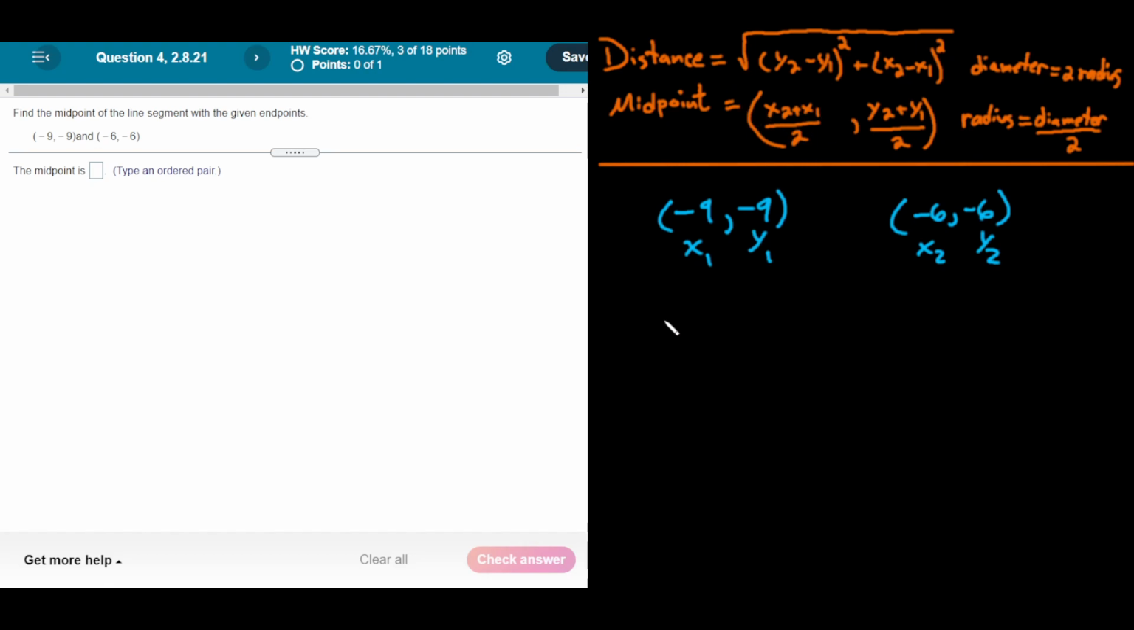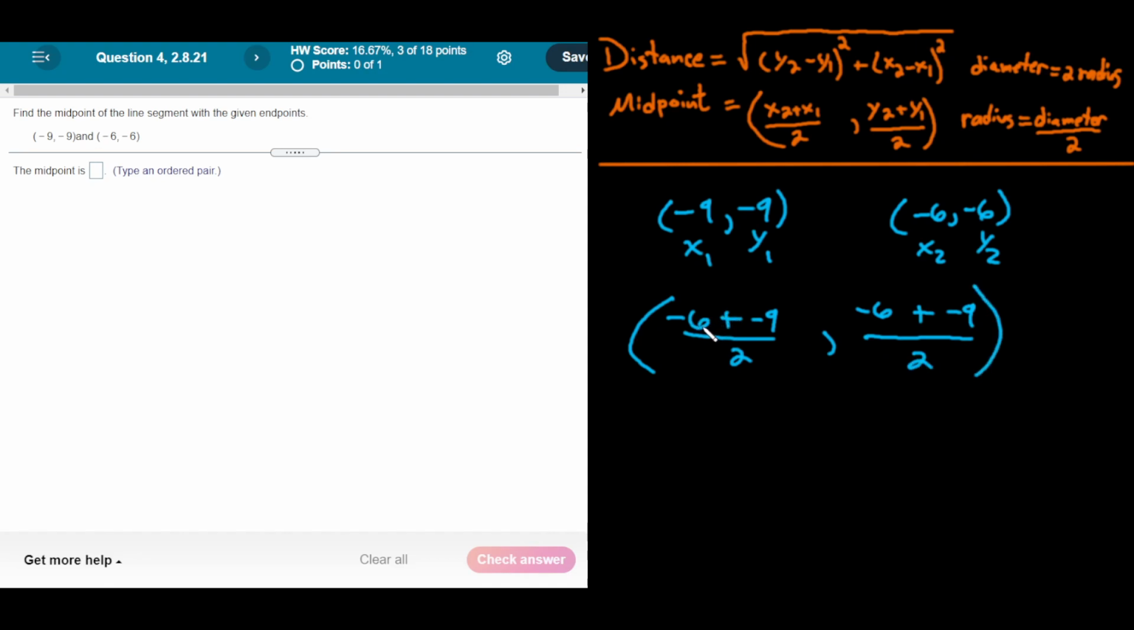So let's go ahead and apply this midpoint formula here. It says that we have to add the x's and divide by 2. So x2 plus x1 divided by 2, comma, add the y's and divide by 2, -6 plus -9, divide everything by 2, and whatever the heck this is will be our midpoint.